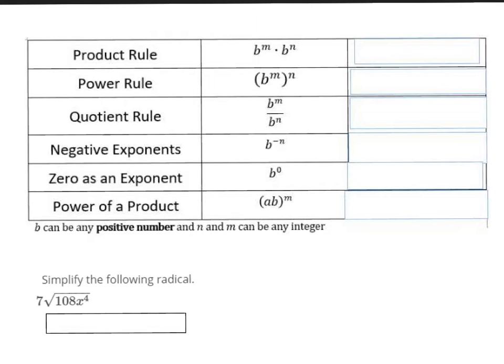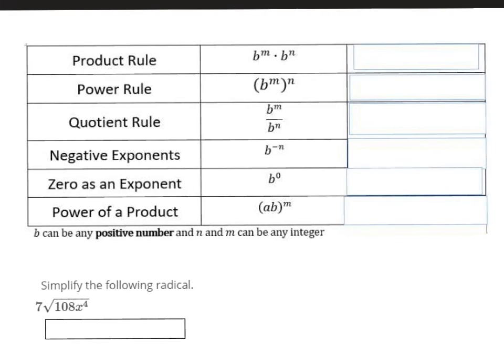Okay, guys, so for this very first question, it's literally just from your notes. If I'm multiplying two things together and they both have an exponent, that just means I am adding them together. So it's b to the m plus n. For the second one, the power rule, that is b to the m times n. For the third one, the quotient rule, that's b to the m minus n.